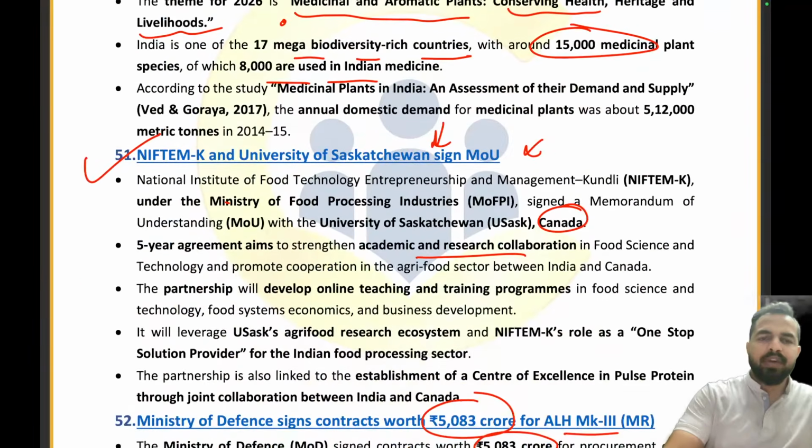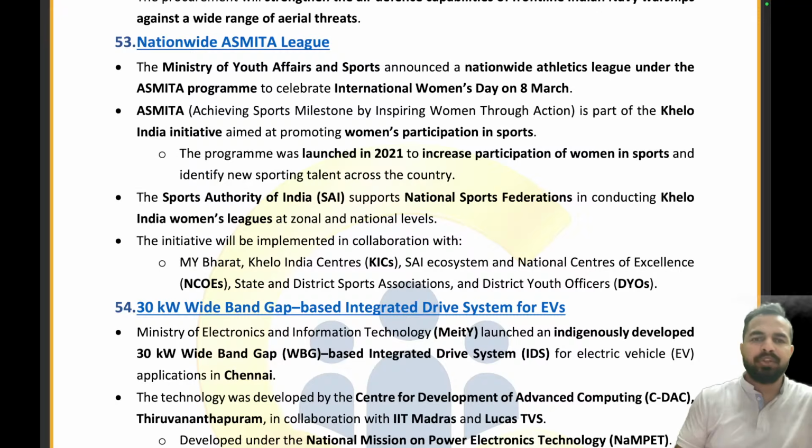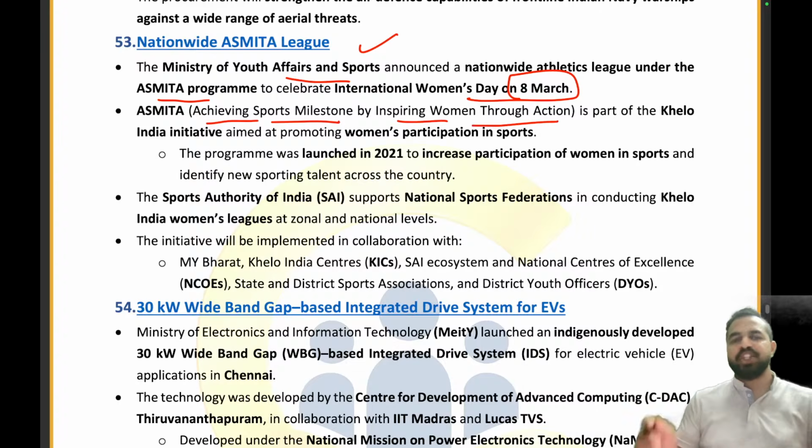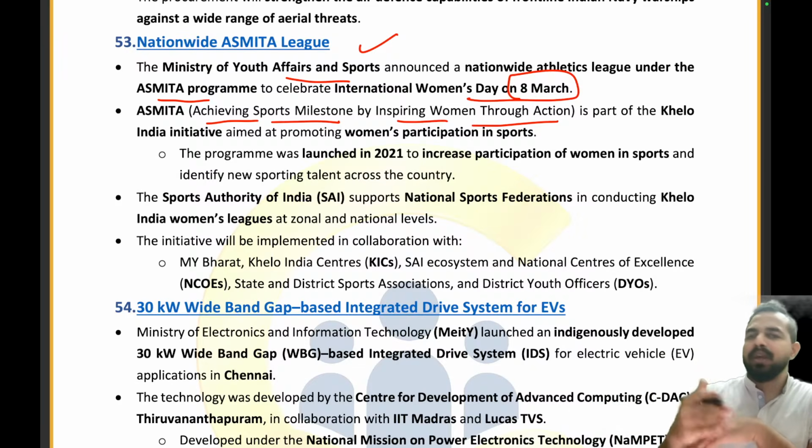We are done with this. Now let's move on to the next part. Nationwide Asmita League. The Ministry of Youth Affairs and Sports has announced the Nationwide Asmita program to celebrate International Women's Day on 8th of March. Asmita stands for Achieving Sports Milestones by Inspiring Women Through Action. So we are achieving sports milestones. How? By inspiring women through action. It is a part of the Khelo India initiative aimed at promoting women's participation in sports.